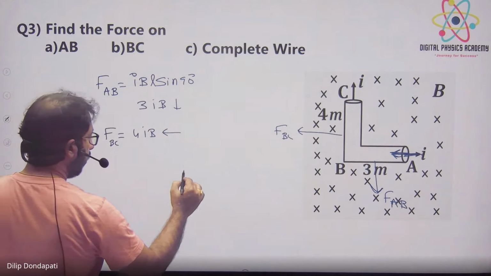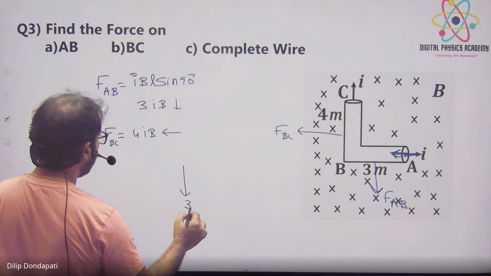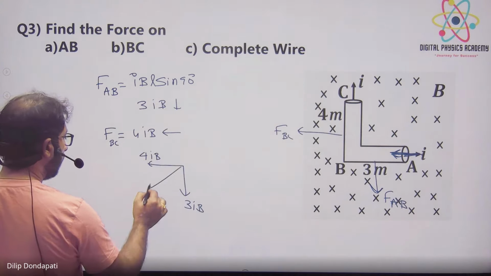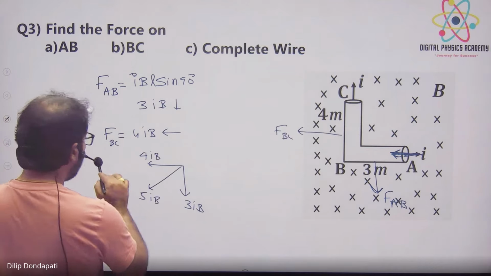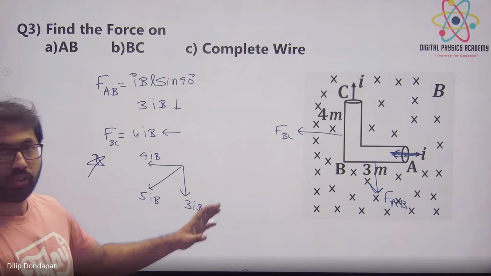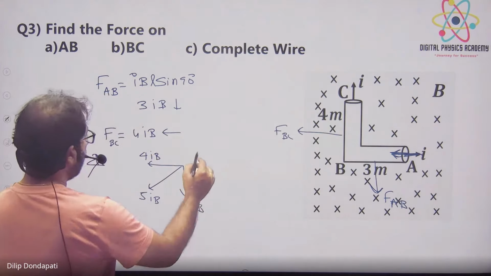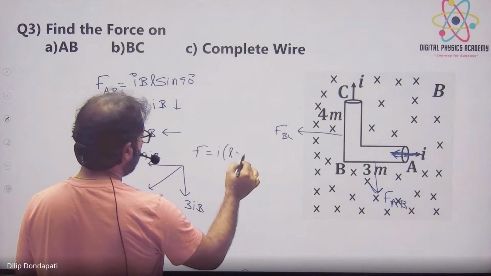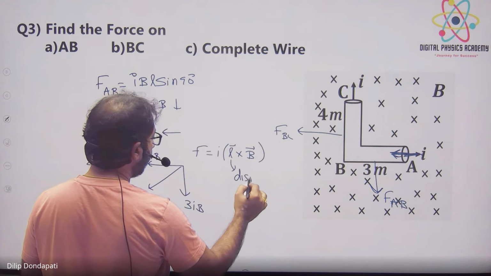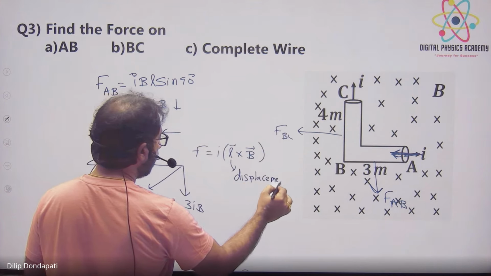Now tell me, what is the force on the complete wire? 5 IB. Why? Resultant. See, downwards is 3 IB and to the left you got 4 IB. The resultant is 5 IB. So for the complete wire, you have to use one shortcut. What is the shortcut? The formula you are writing, F is equal to I into L cross B. L you should take as the displacement length.